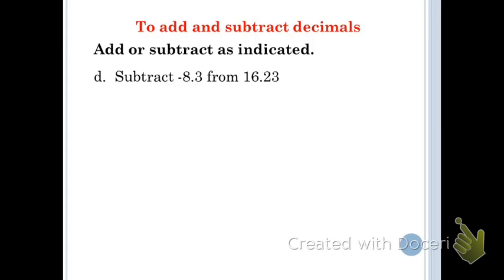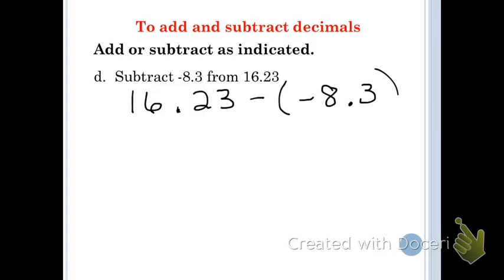Subtract negative 8.3 from 16.23. So if we wrote this expression, we would have 16.23 minus a negative 8.3. So first we'll change the subtraction to addition. We'll take the opposite of the negative 8.3.